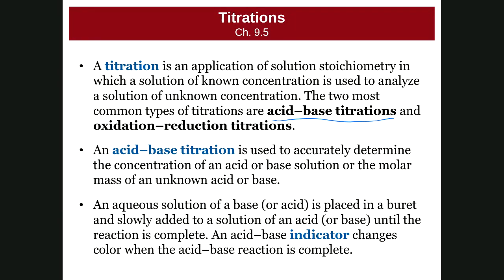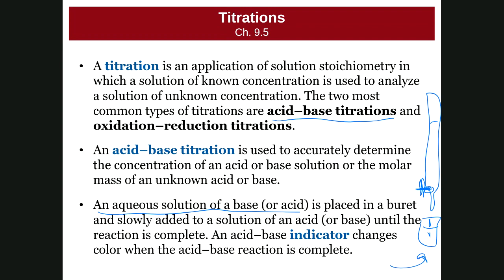What you do for an acid-base titration is take an aqueous solution of a base or an acid and place it in a burette. The burettes are glassware that you guys didn't really get to work with, but they have a little lever right here that you open to make the solution come out at the bottom and you empty it into a beaker. So you're taking an aqueous solution of a base or an acid in a burette and slowly adding it, drop by drop, to the solution of acid or base that you have in your beaker or flask.